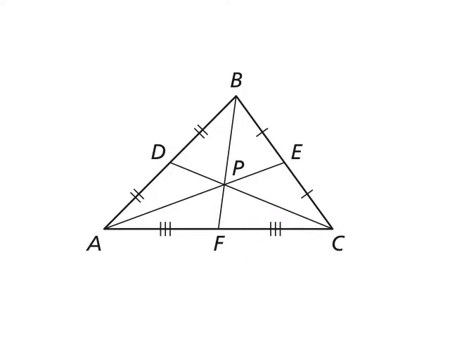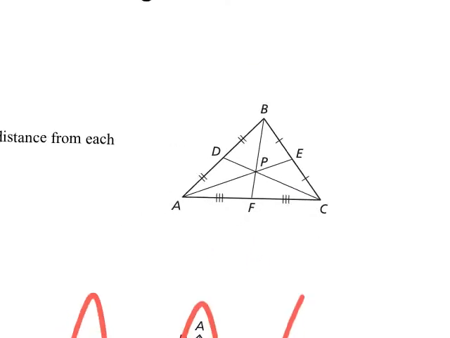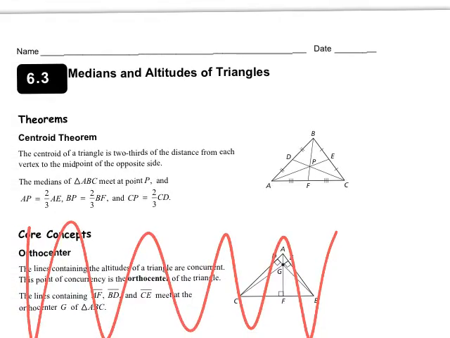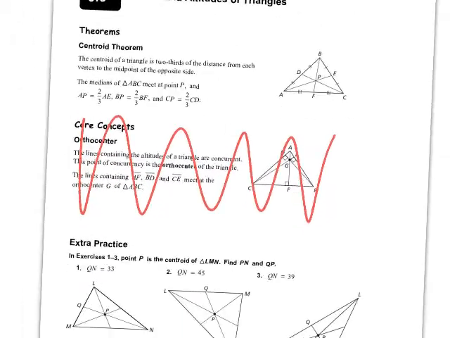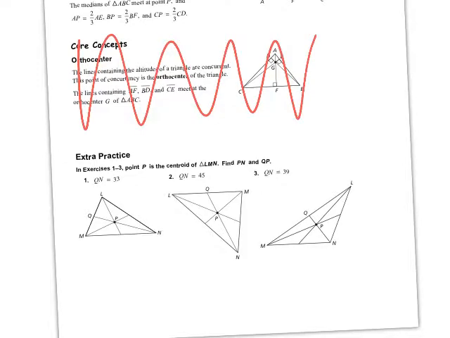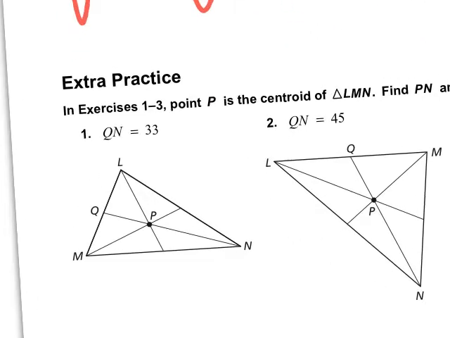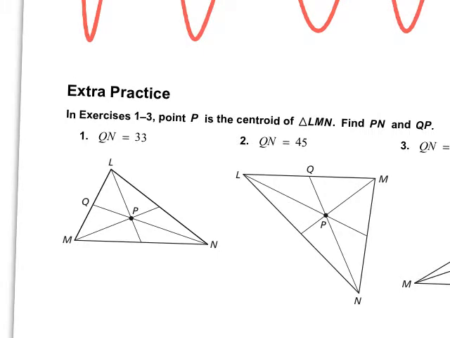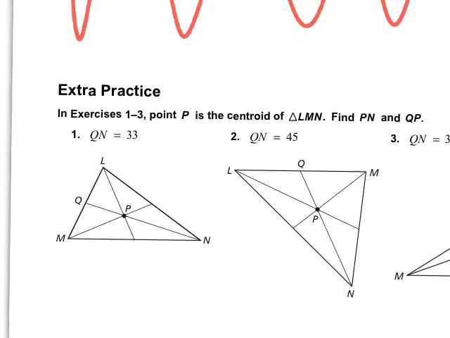We're always going to set up a proportion, like a little equation, when we're trying to solve these problems. So let's go down here. I'm going to do number 1 with you, and then I'm going to let you do 2 and 3. It's told to us in the directions that P is the centroid, and it wants me to find PN and QP. So I have to decide what is given to me. QN stretches all the way across the triangle, so QN is the whole.